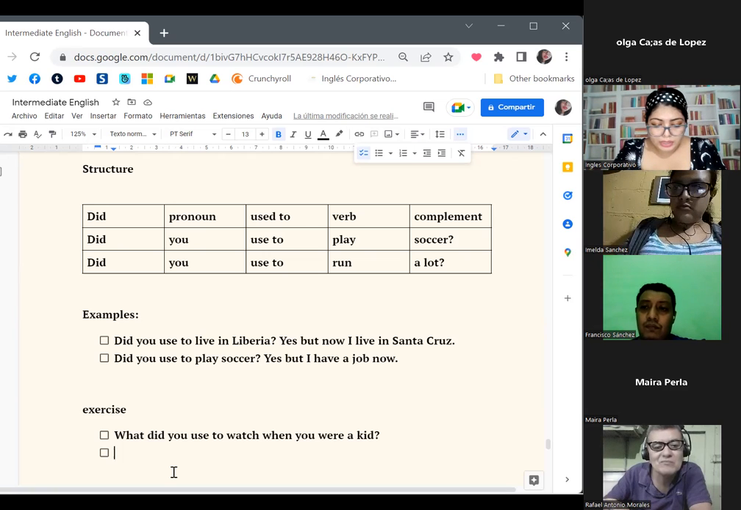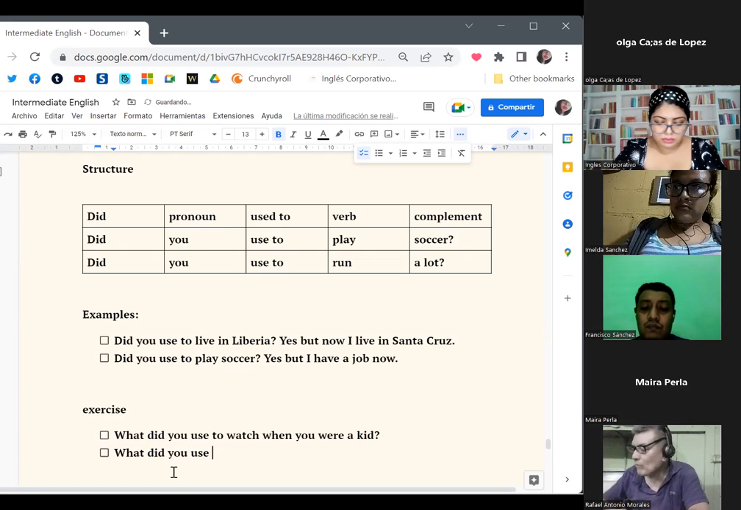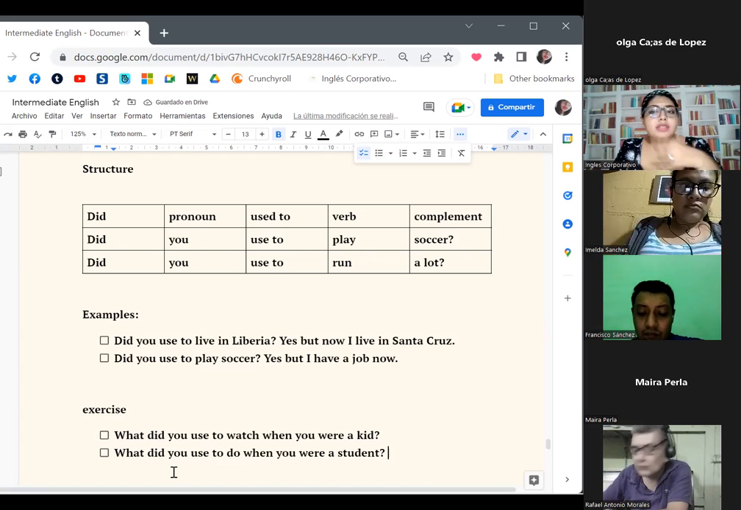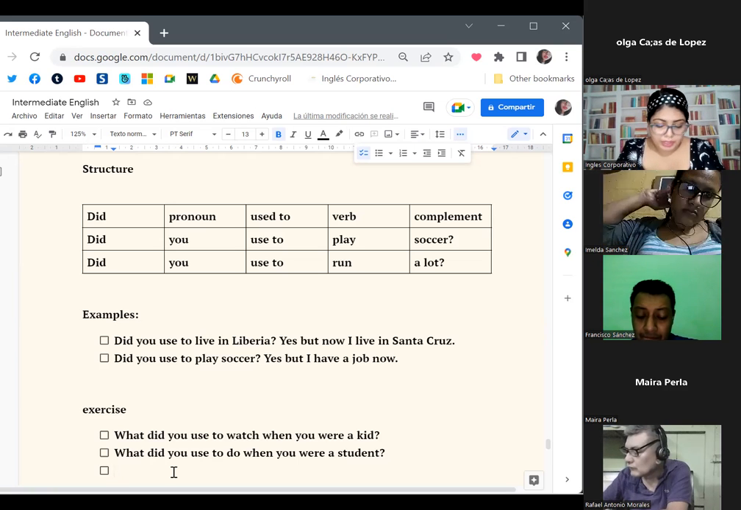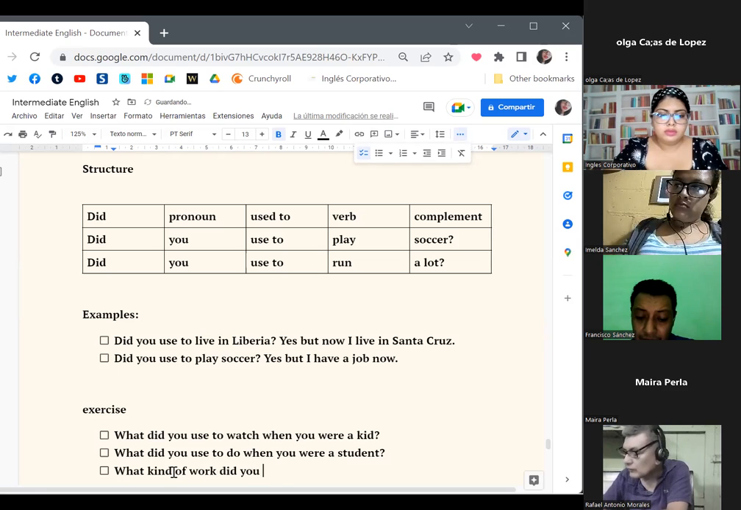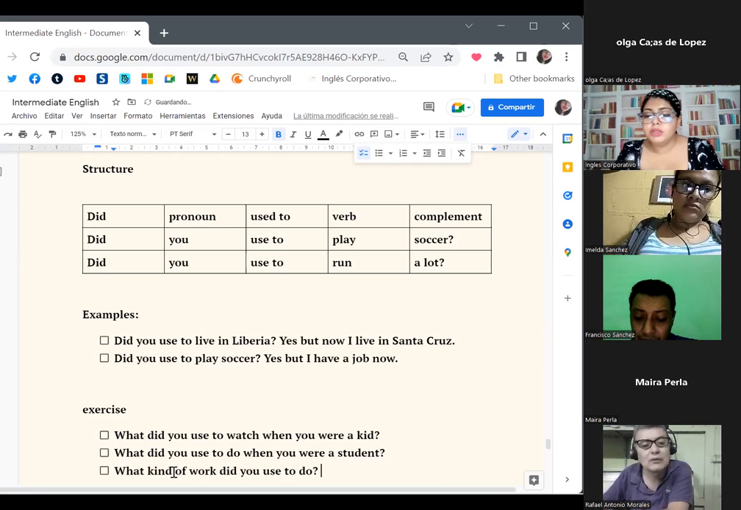Then number two, what did you use to do when you were a student? What did you used to do when you were a student? ¿Qué solías hacer cuando eras estudiante? Some activities that you did in the past, maybe homeworks, maybe all of the things that you did when you were a student. Number three, what kind of work did you used to do? ¿Qué tipo de trabajo solías hacer?